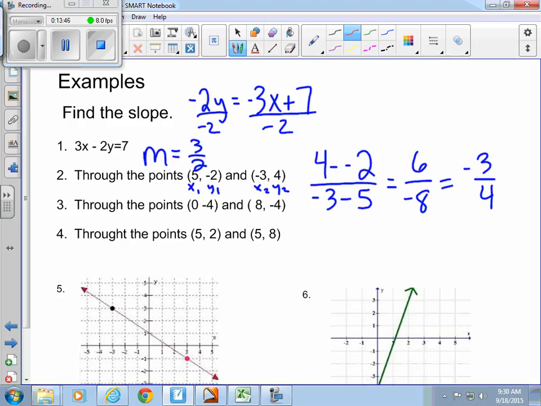Let's look at number 3. Which ones are the y's on number 3? The -4 and the -4. So those go on top, and the x's go on the bottom. So -4 minus -4 goes on top. And on the bottom you get, depending on which way you started, 8 minus 0.